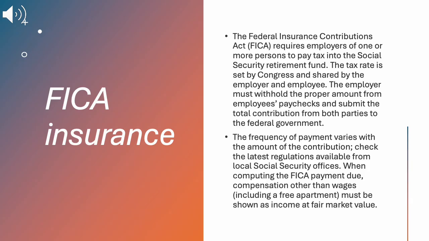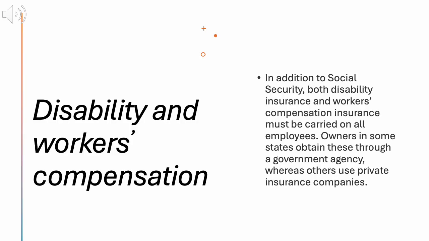When computing the FICA payment due, compensation other than wages, including a free apartment, must be shown as income at fair market value. Disability and workers' compensation. In addition to Social Security, both disability insurance and workers' compensation insurance must be carried on all employees. Owners in some states obtain these through a government agency, whereas others use private insurance companies.